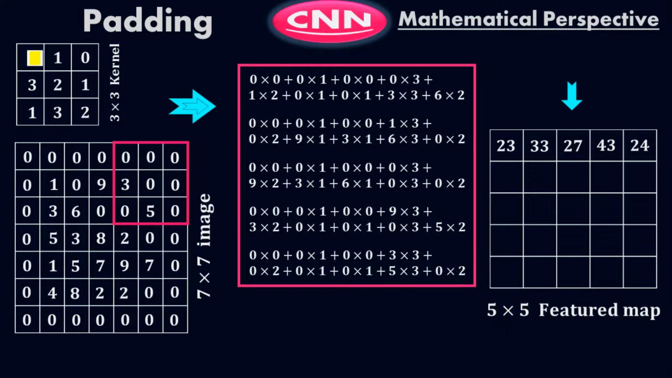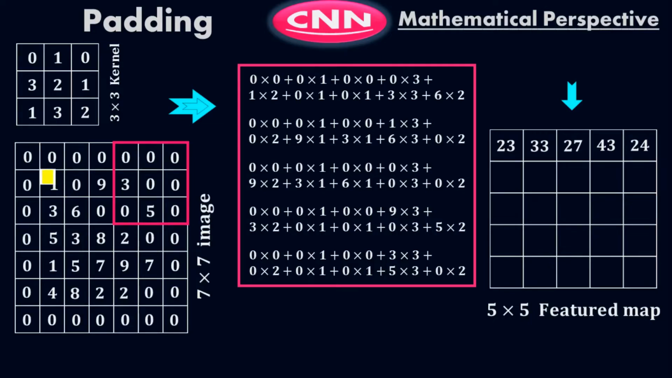Look at here, 0 times 0 plus 0 times 1, 0 times 1 plus 0 times 0 plus 3 times 3 plus 0 times 2 plus 0 times 1, 0 times 1 plus 5 times 3 plus 0 times 2, 0 times 2. Do multiplications and additions, you will get 24, which is the fifth pixel value. So there we got all the values of the first row.